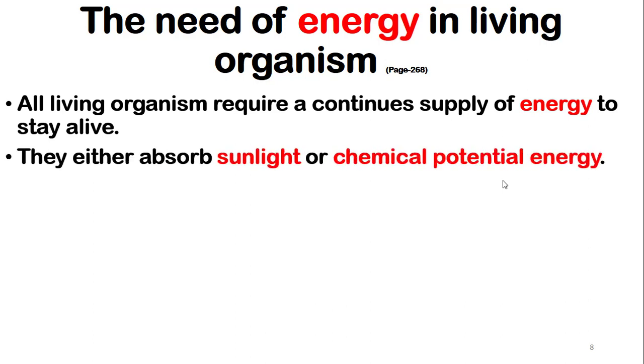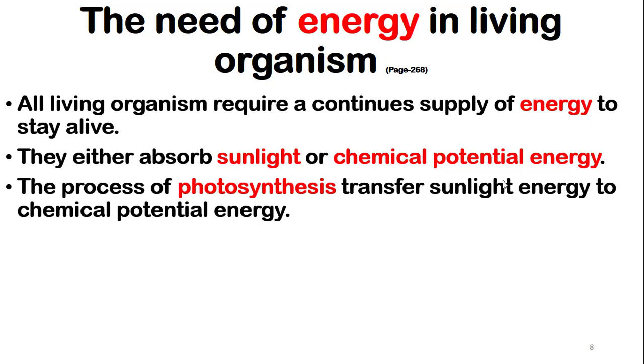They either absorb sunlight energy or chemical potential energy. How can energy be supplied or produced? Number one, some living organisms like plants are energy transducers. They convert one form of energy, like sunlight, to another form of energy, like chemical potential energy. Living organisms like animals obtain their food in the form of chemical potential energy from other living organisms like animals or plants.